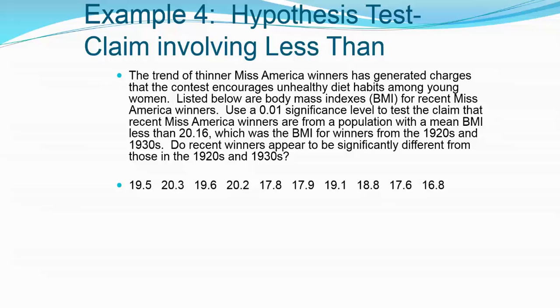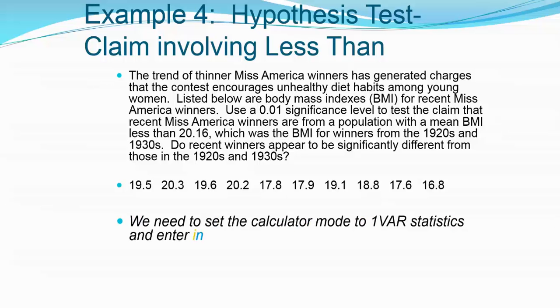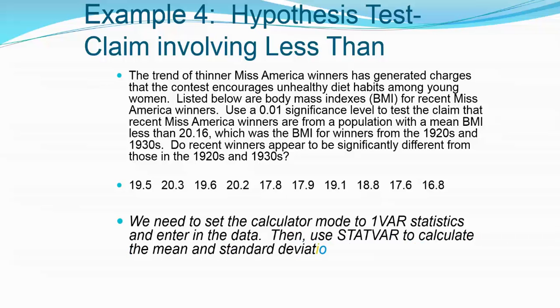Again, we have sample data that we're going to need to type in the calculator, so clear previous data, and you want to figure out your total data, X-bar and standard deviation. Also from the problem, alpha, the significance level, is 0.01, and we're testing a claim that recent winners have a mean BMI less than 20.16. So whenever we have a mean, it's mu less than 20.16. So this is a left-tailed test. It's a one-tail. So that's going to all help us when we look up our critical value.